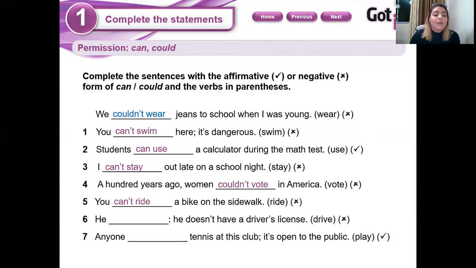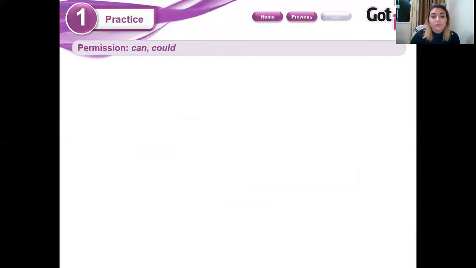5, you can't ride a bike on the sidewalk. He can drive. He doesn't have a driver's license. Anyone can play tennis at this club. It's open to the public. So the only past sentence is number 4. Couldn't vote. Okay? Again, if you don't have any expression related to the past, it's present. All right? Let's move on.